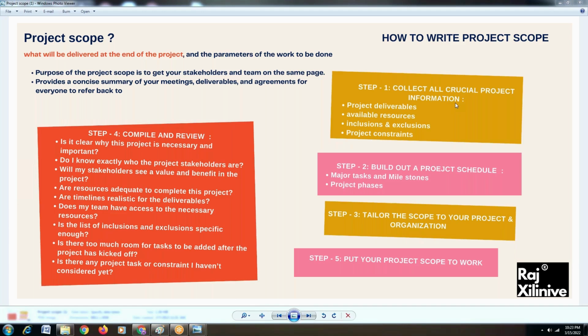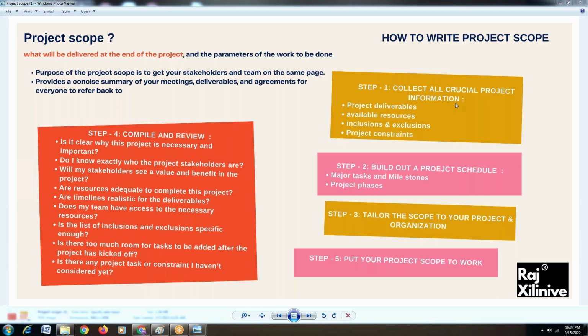First of all, if you want to write down the scope of the project, the very first thing you have to do is collect all the crucial project information. Whatever relates to the project, that information has to be traced out in the beginning. So what information do we have to collect? We have to understand the deliverables of the project. What are the different deliverables we must understand?